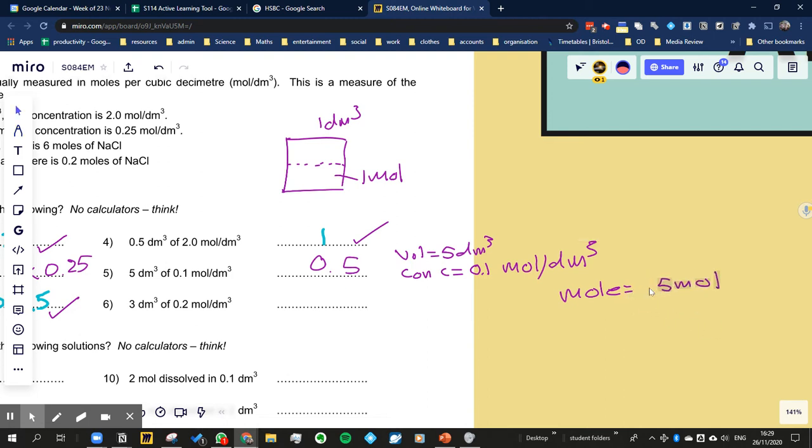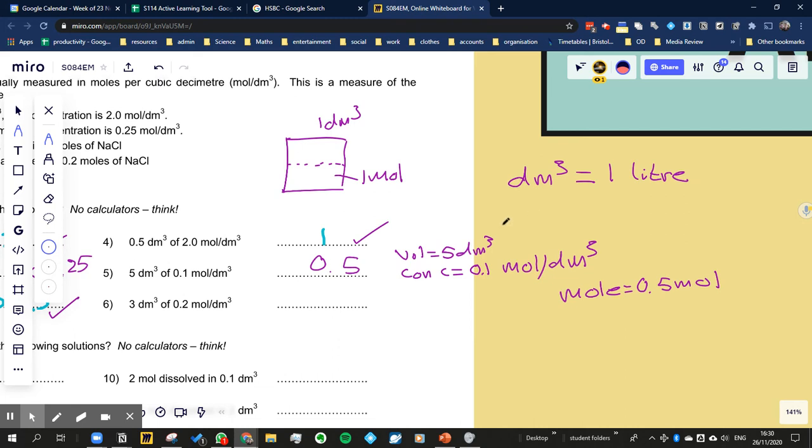If there's 0.1 moles in 1 decimeter cubed, then there's going to be 5 times that in 5 decimeter cubed. In every 1 decimeter cubed, there's 0.1. That's what that concentration means. It's telling you how many moles you get for every decimeter cubed. So a decimeter cubed, I think part of the problem is we're using weird units, but a decimeter cubed is actually just a litre.